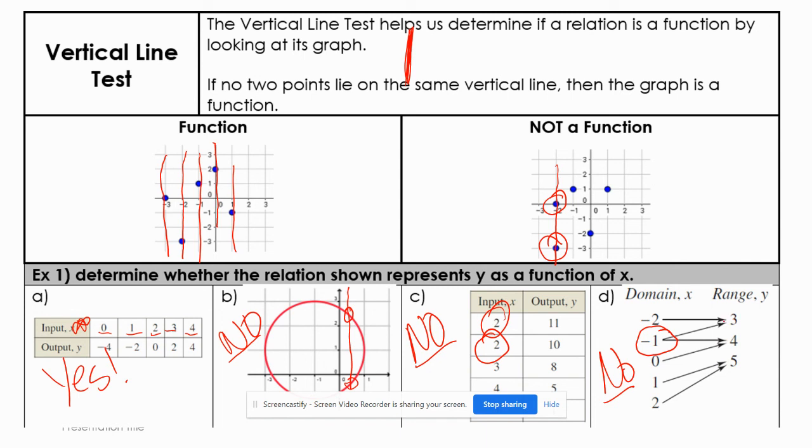Again, we don't care that there's 2 3s, 2 4s, and 2 5s in the range. That's not what we were caring about. It's about the input values. And so because that -1 has two different outputs, it's repeated, and that is not a function.